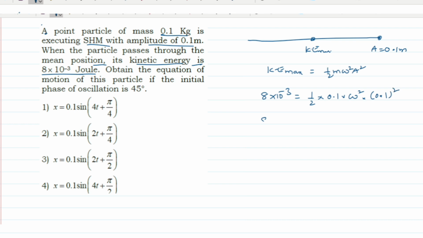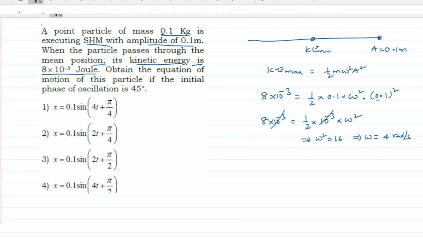When you simplify this, 8 into 10 power minus 3 equals 1 by 2 into, this is 0.1 whole square means 0.01, 0.01 into 0.1 will be nearly 10 power minus 3 into omega square. Minus 3 gets cancelled, 2 8s are 16, then omega square equals 16, and the omega value will be 4 radian per second.